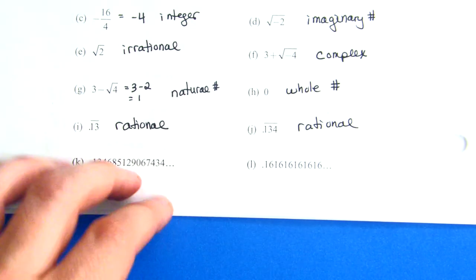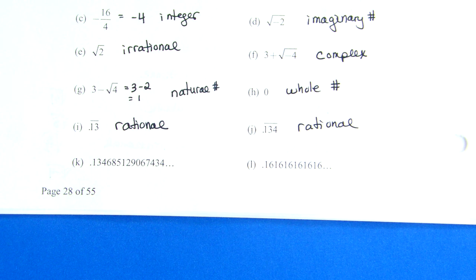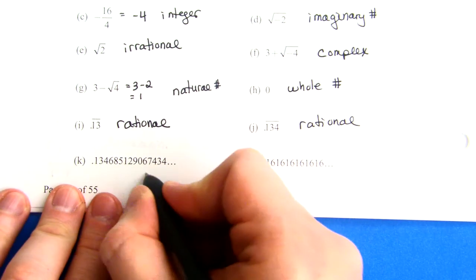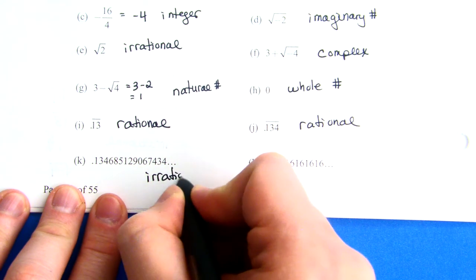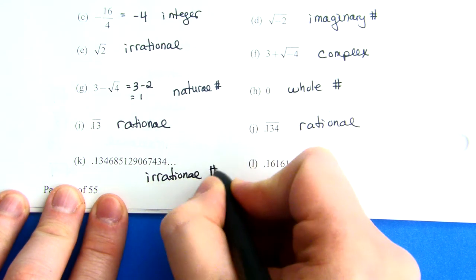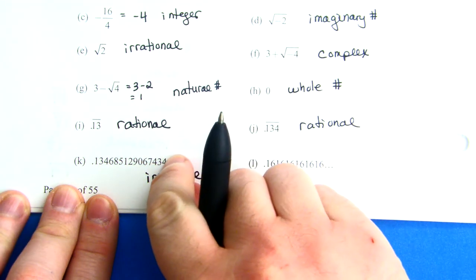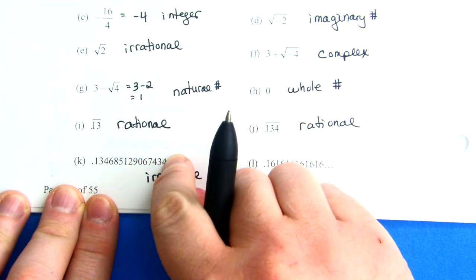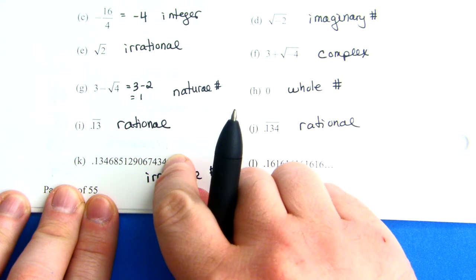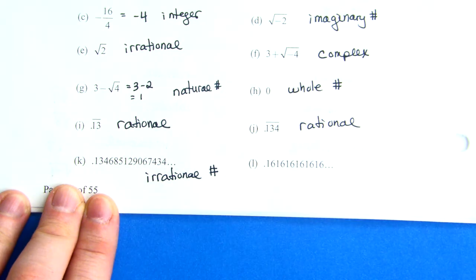2 more decimals. Letter K. That one, that's an irrational number. It's a decimal that goes on forever with no pattern. By the way, if it didn't have the ... at the end, it would be a rational number because technically it would be terminating. The ... is really important there.